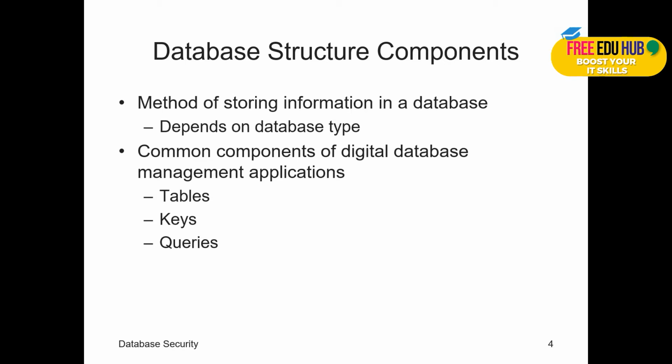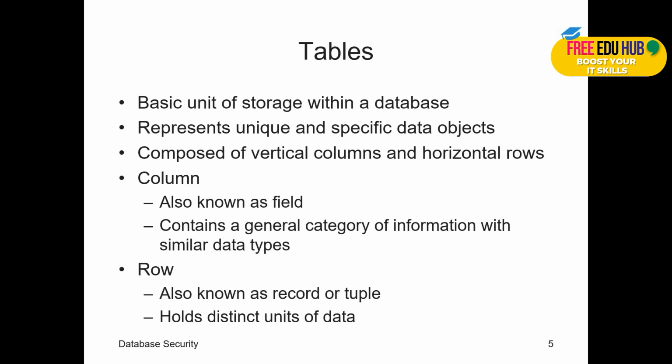The method of storing information in a database depends on the database type. Common components of a digital database management application are tables, keys, and queries. Tables are the basic unit of storage within a database, representing unique and specific data objects composed of vertical columns and horizontal rows. Columns, also known as fields, contain the general category of information with similar data. Rows, also known as records or tuples, hold the distinct units of data.